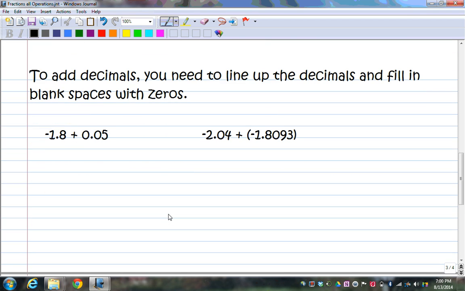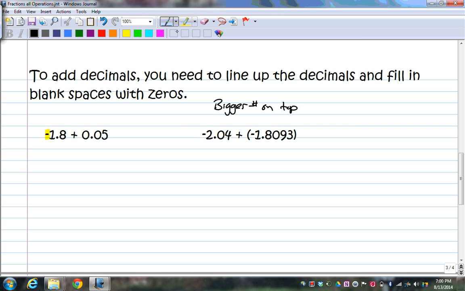To add the decimals, you need to line up the decimals and fill in the blank spaces with zeros. Now, here on this first problem, again, we have one that's negative. Great. Not a big deal though, okay? We want to put the larger number on top. So here, bigger number on top. That does not mean the one with the most digits. It's actually the larger number.